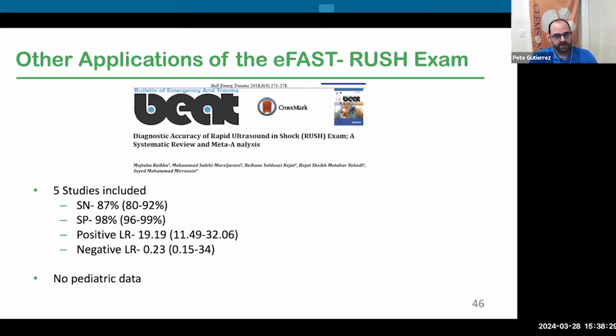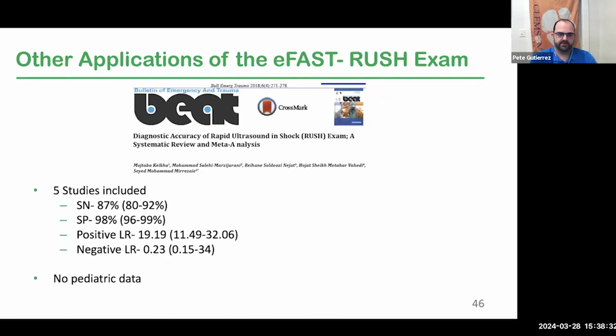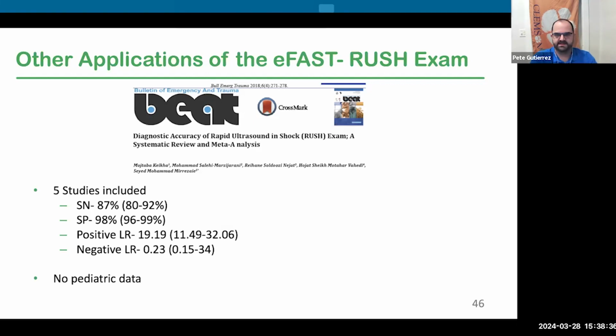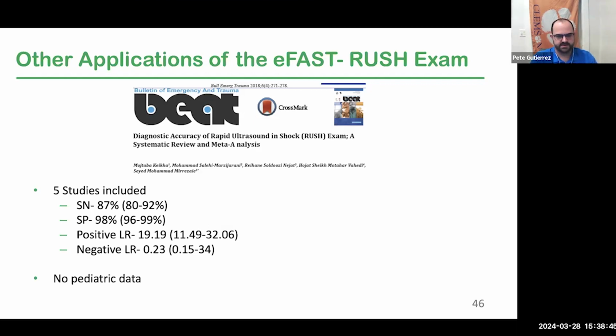So there's no pediatric data, but in adults this meta-analysis had pretty good sensitivity and specificity for detecting where the instability in these patients was coming from.